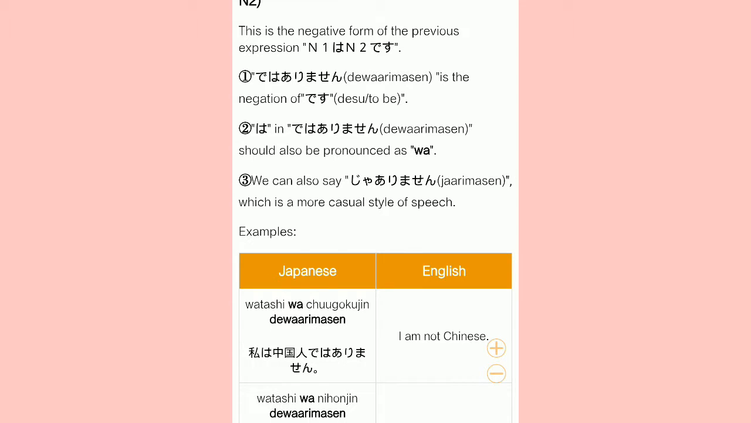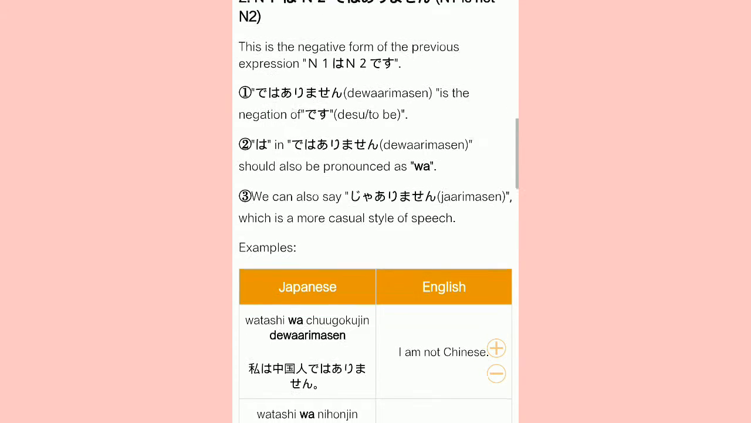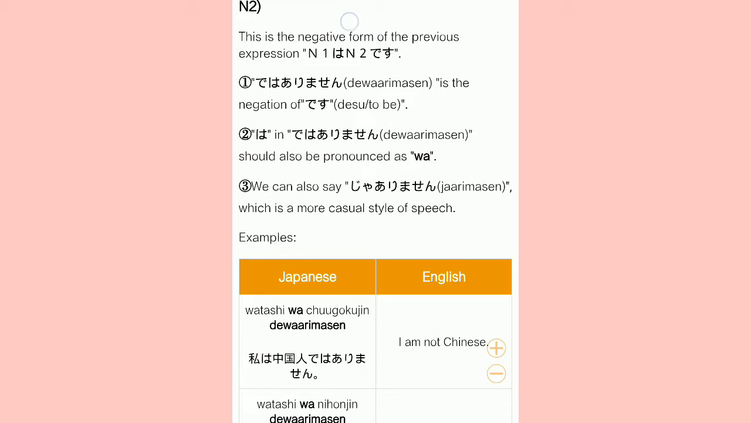Okay, number two, we are going to learn about "is not," like, I'm not Japanese. Watashi wa, for example, nihonjin, the noun, dewa arimasen. Okay?